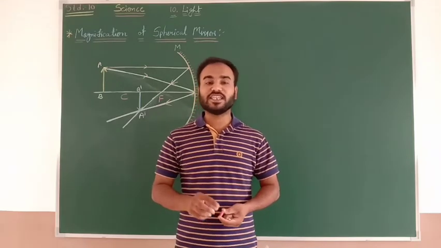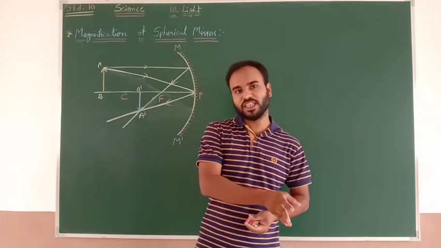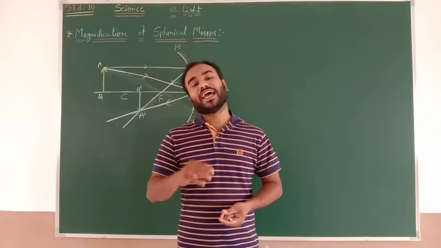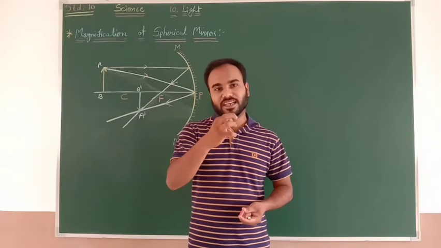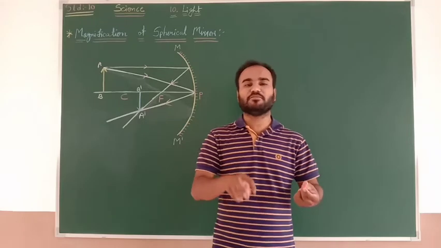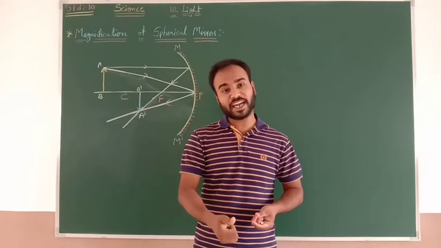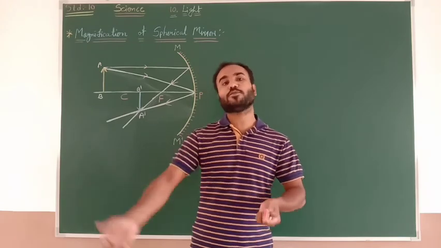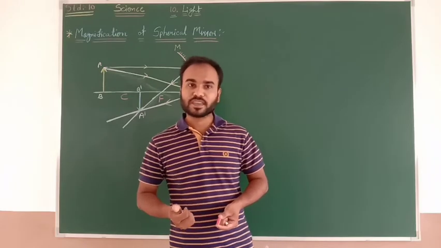As we have seen, the image can be formed on both sides, either on the same side of the object or the opposite side of the object. So in the case where the object is kept on the left side and we are getting the image on the same side, meaning on the left side only, the image distance also will be negative. And if we are getting the image on the opposite side of the object, then the image distance will be positive.